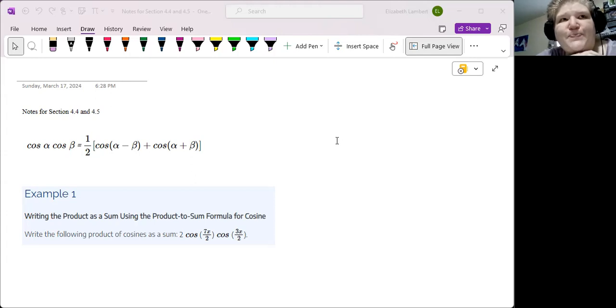4.4 is pointless. I have never seen these formulas outside of this section. There is maybe a chance that you might use them in a weird problem in Cal 2, maybe just the product to sum. But that's it. And even then, if you need to use it, you go look up the formula. It really comes down to how often do you actually multiply trig functions with two different angles? You don't.